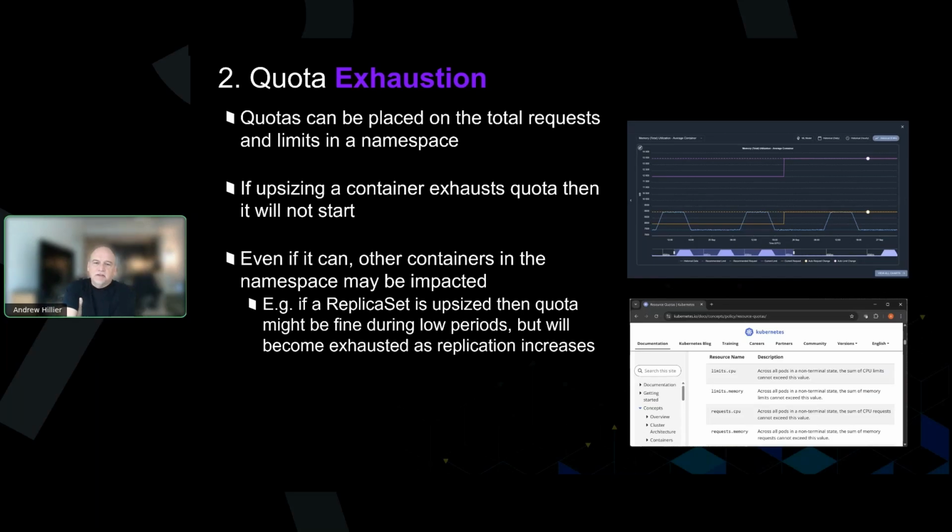Now, the subtle thing here is that your container might start, but something else might get affected. The classic example here is that if I have a replica set that's low during the overnight hours and then replicates up to, say, a couple of hundred containers midday, I might be fine for the first half of the scaling, and then I run out of quota. It's tricky. You might not even see there's a problem. You might say I'm going to increase the size of this container and it works just fine and the container starts, but then later it doesn't because the aggregate quota gets messed up.